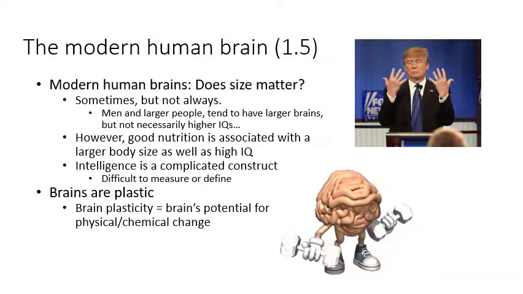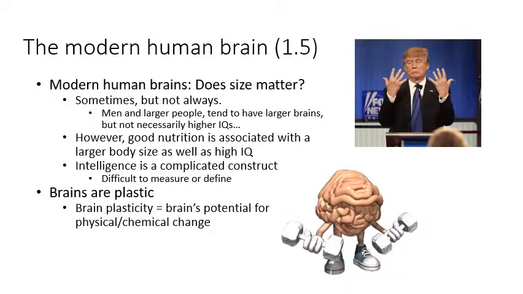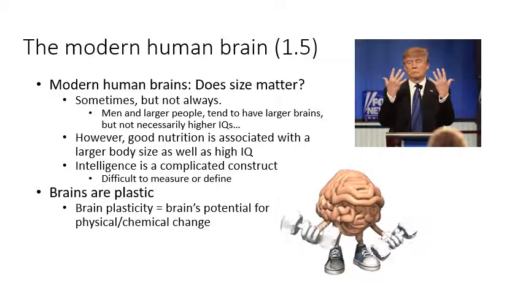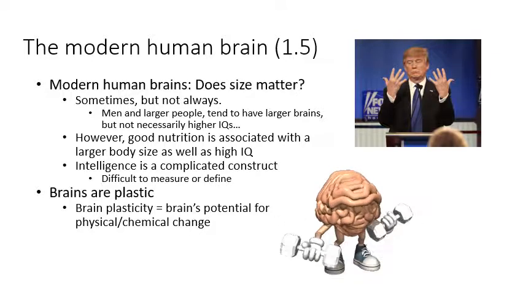One really important aspect of the modern human brain is that it's plastic. Plasticity means a potential for change, chemical and physical change. Anytime you learn things, your brain is changing in structure, and this is plasticity. It's the ability of the brain to change in structure and function to adapt to the environment. We will talk a bit more about brain plasticity in a later chapter as well.